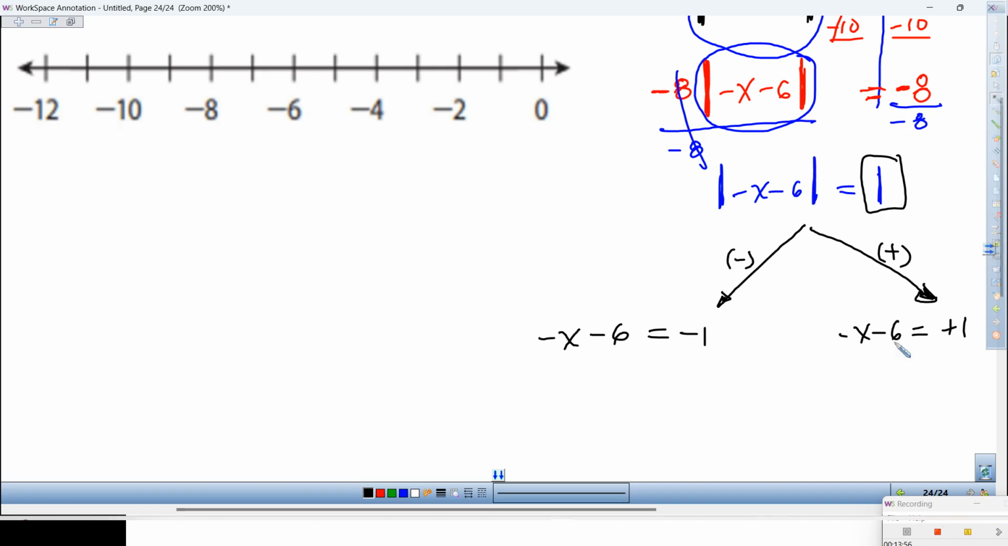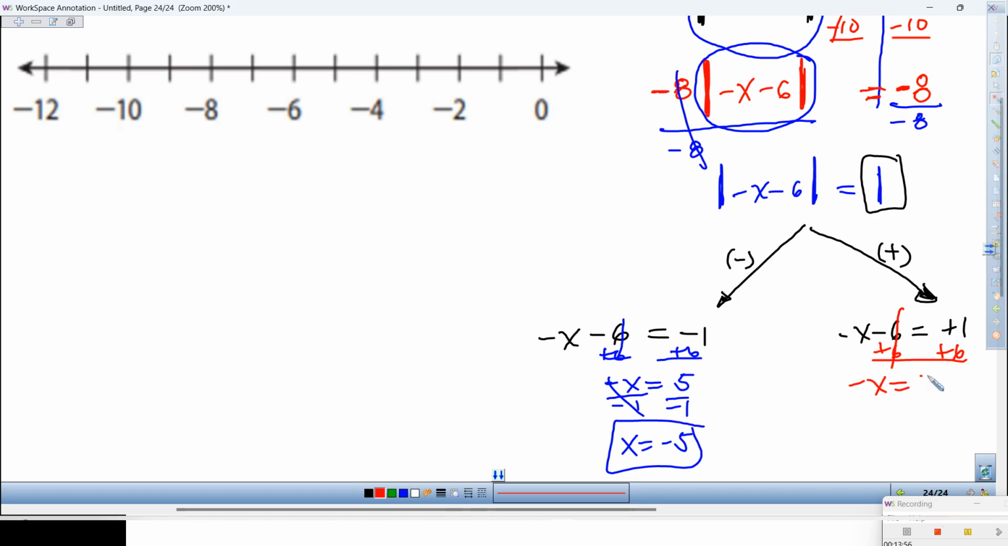And then we solve each equation. Plus 6 plus 6, negative x equals 5. And then to get rid of this negative, we divide by negative 1. X equals negative 5. Let's do the other one. Plus 6 plus 6, negative x equals 7. Divide by negative 1. X equals negative 7.